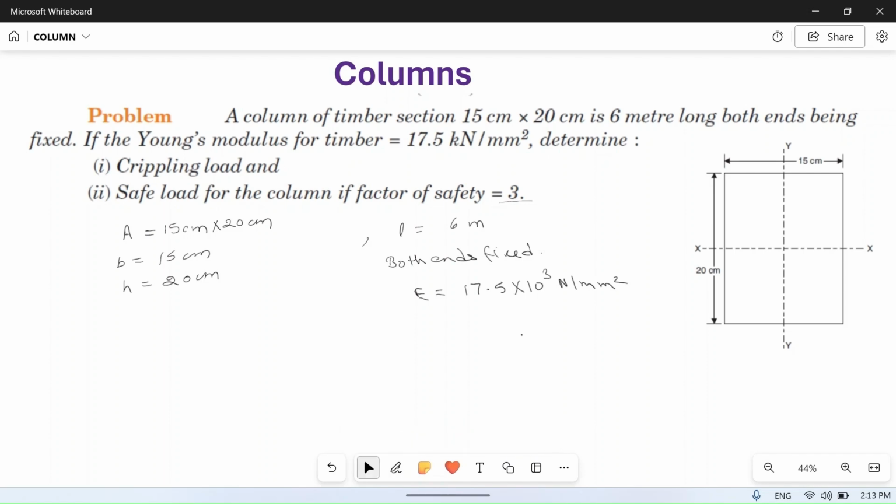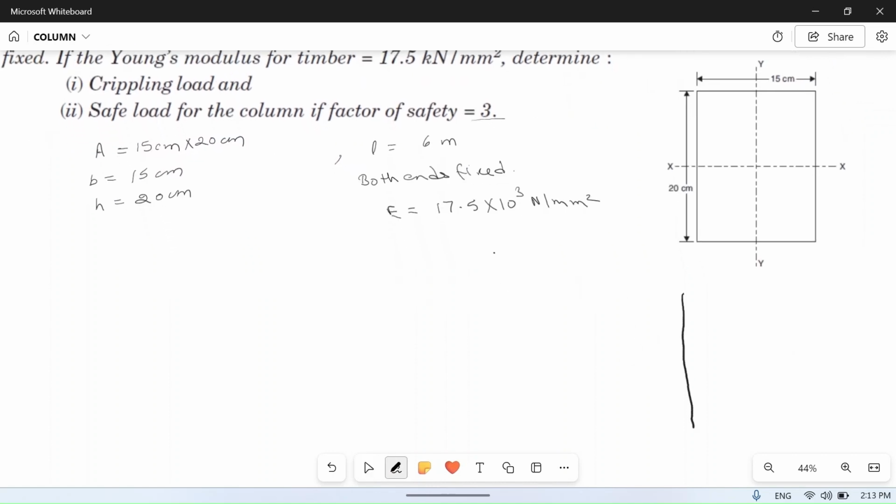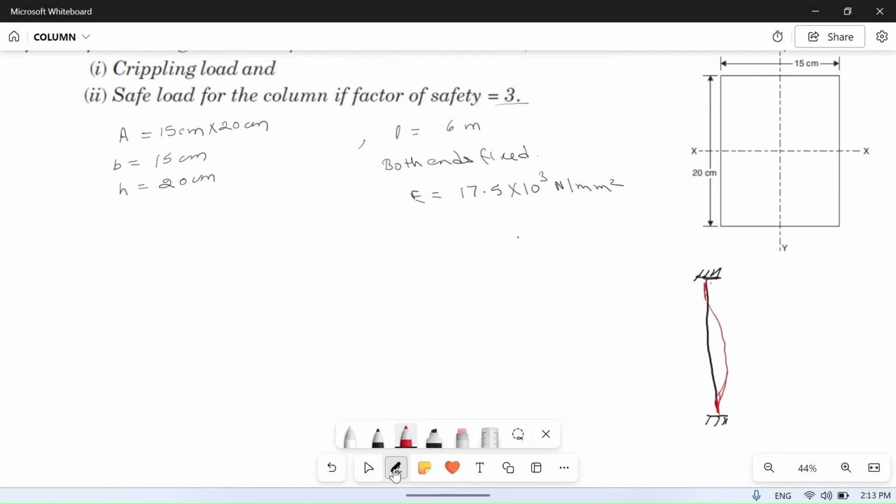What is crippling load? First of all, this is the both-ends-fixed condition. If this is a column, here both the ends are fixed, so it will buckle like this. What will be the effective length? If you remember from our previous video, the effective length L_E for both ends fixed is L by 2, original length by 2.